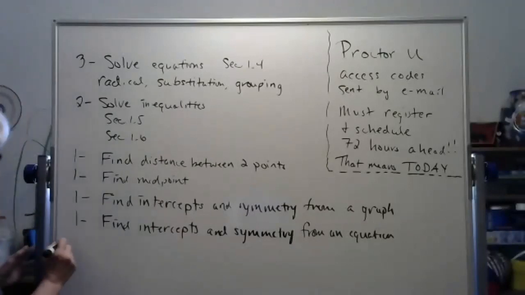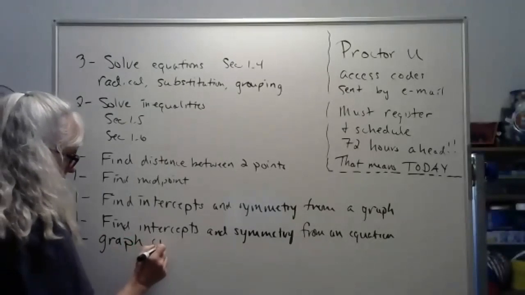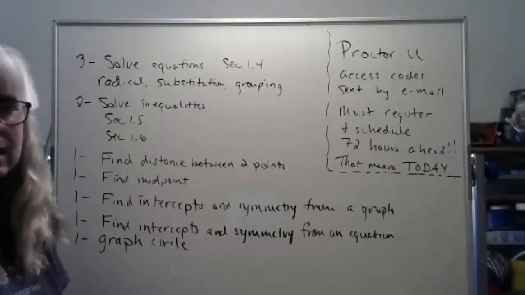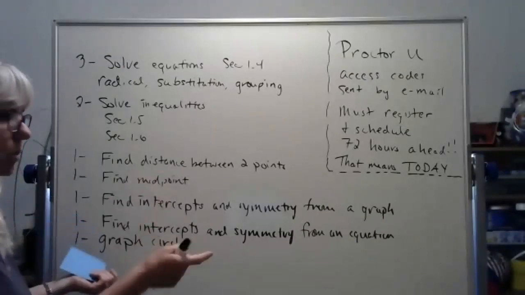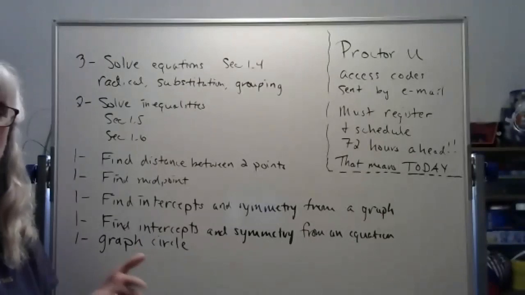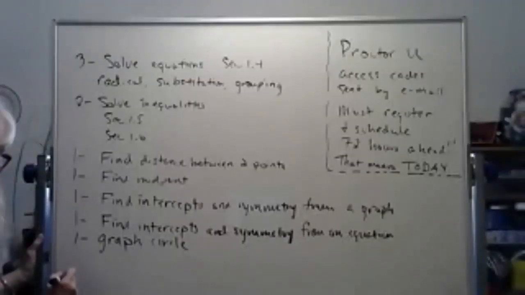There'll be one where you have to graph a circle. You will have to find the center and the radius. So it's in general form. You'll need to put it into standard form, so you'll need to make it look like that x minus h quantity squared and the y minus k quantity squared. And then you'll have one where we're going to ask you to write the equation of the circle.